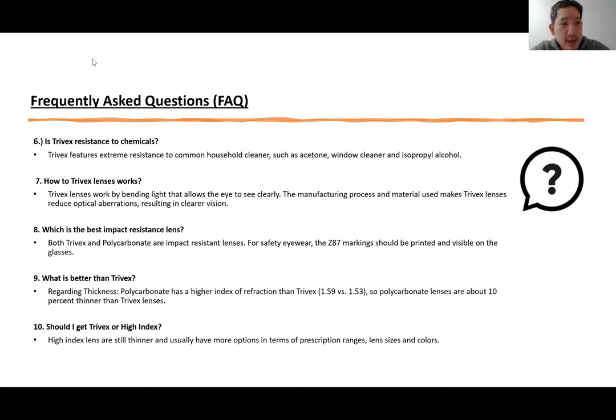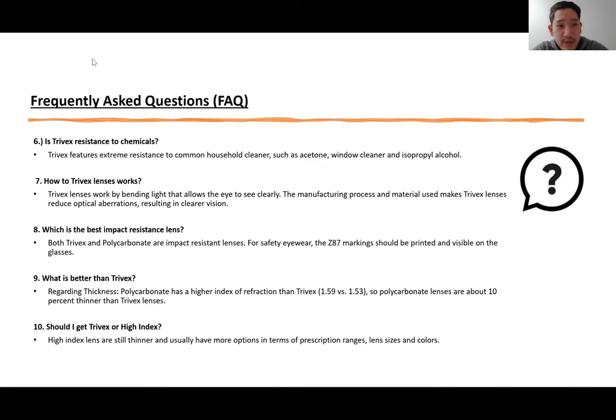Number six, is Trivex resistant to chemicals? Yes, Trivex features extreme resistance to common household cleaners such as acetone, window cleaners, and isopropyl alcohol, right? This is due to the process that Trivex is made. But again, the proper way of cleaning our lenses is we try not to clean them with harsh chemicals.